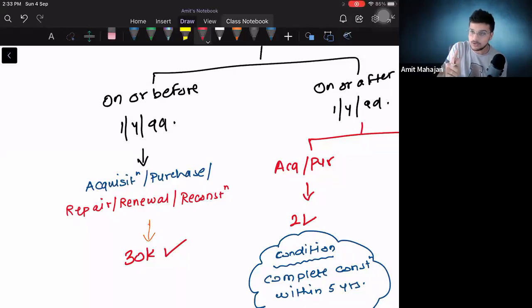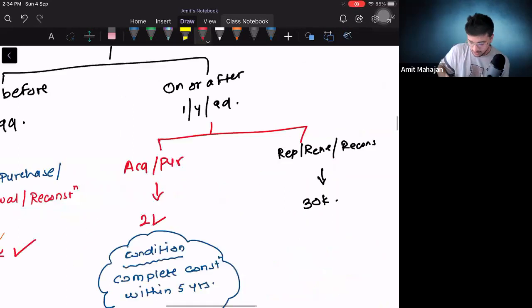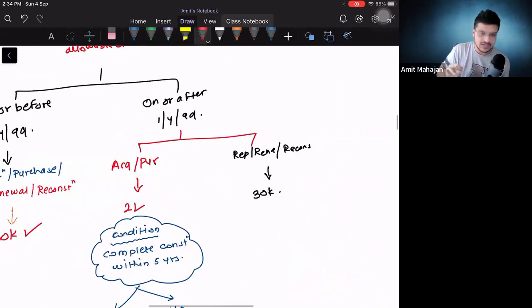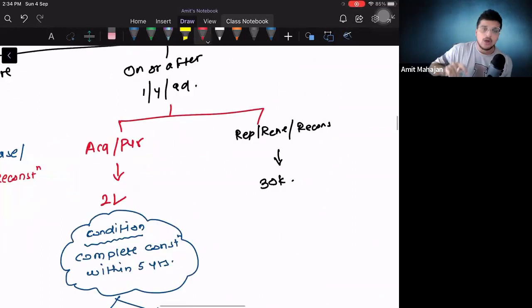इफ द लोन इज टेकन प्रायर टू 1499, देन इन दैट केस acquisition, purchase, repair, renewal, reconstruction के लिए the limit is only 30,000, not even 2 lakh rupees. नॉट इवन 2 लाख रुपीज अगर लोन इसके पहले होगा तो. करेक्ट है. ओके. जस्ट झलक 1 minute, आई जस्ट कम टू योर डाउट.